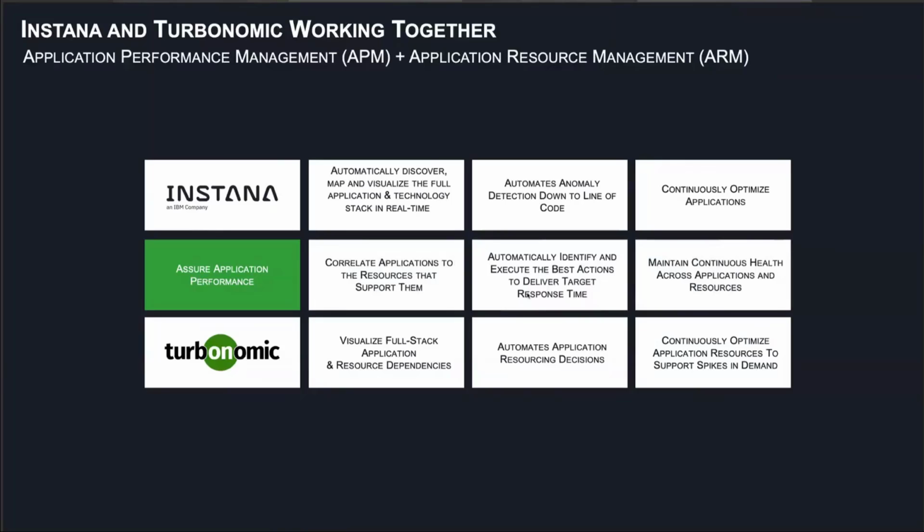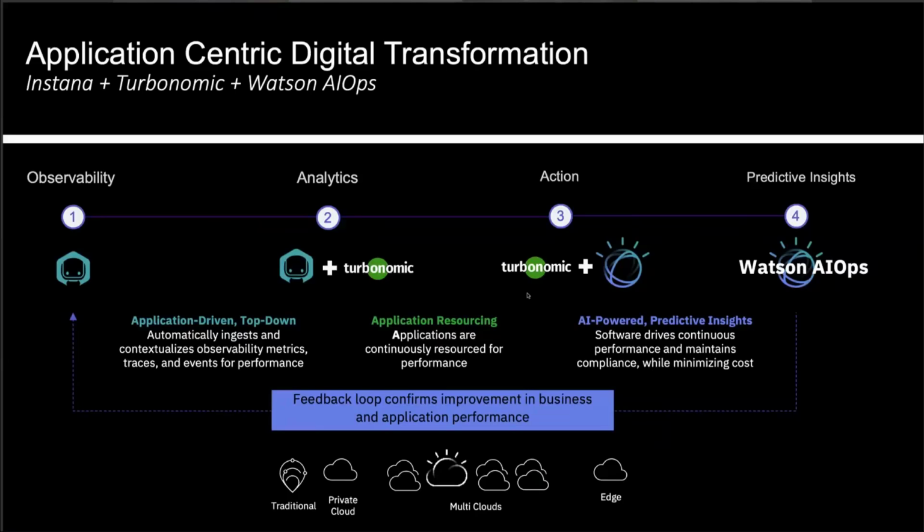because Instana and Turbonomic are working on this application performance really on metrics data that they are getting and that they are correlating and that they are automating with. But there are more data that we are getting, and that is where Watson AIOps comes into play.